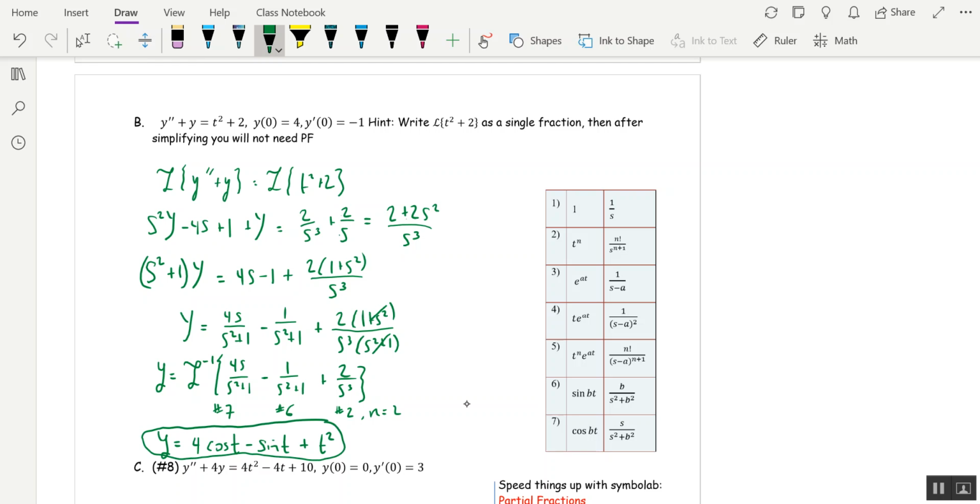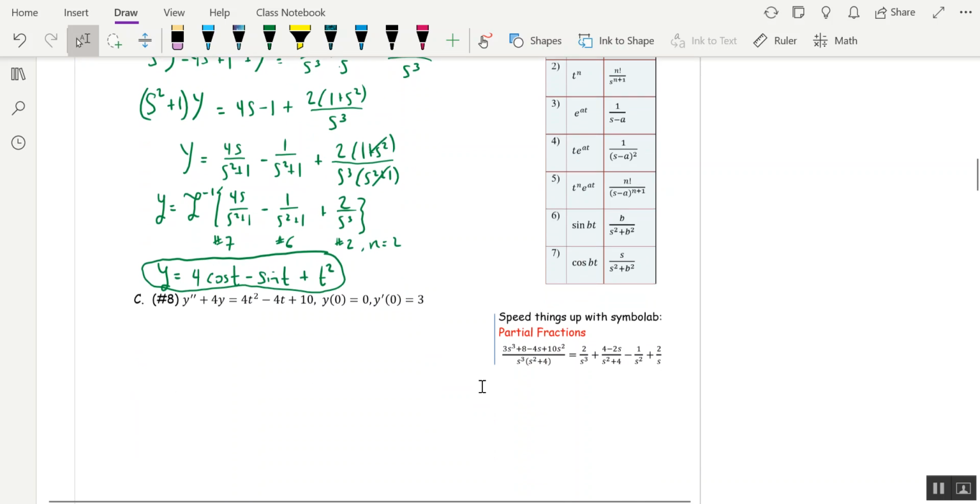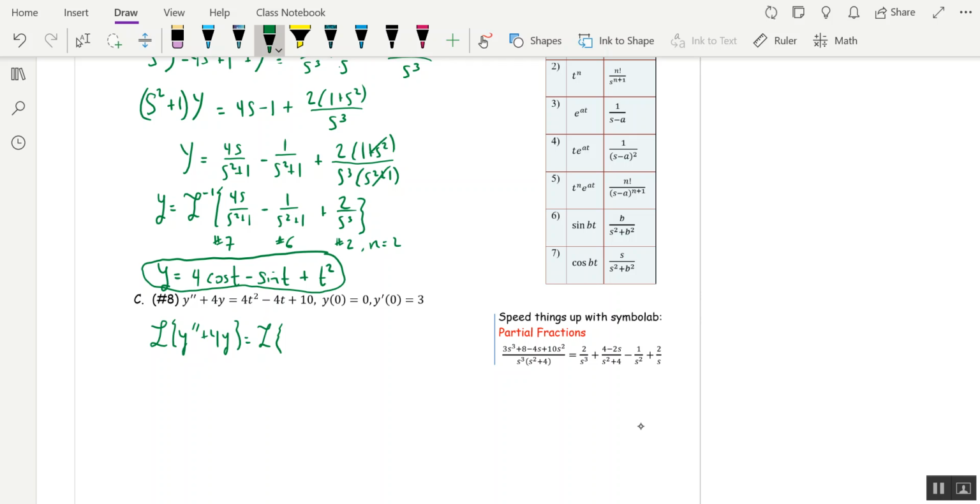Okay, one more. This is number 8 from your textbook. I've given us a partial fraction hint. So at some point, we're going to end up with an expression like the one on the left. Here we go. L of y double prime plus 4y is L of 4t squared minus 4t plus 10. That's our courtesy step. It's like using your blinker. You're telling people what you're going to do.